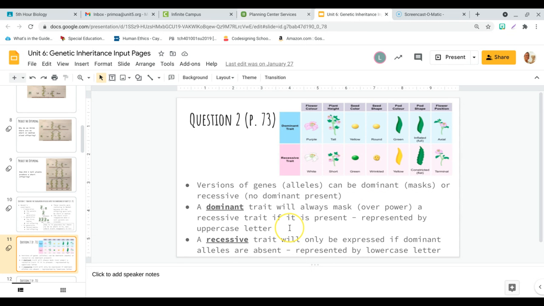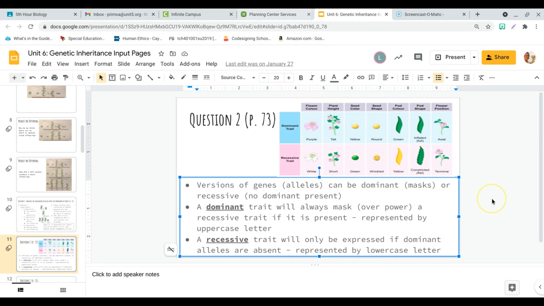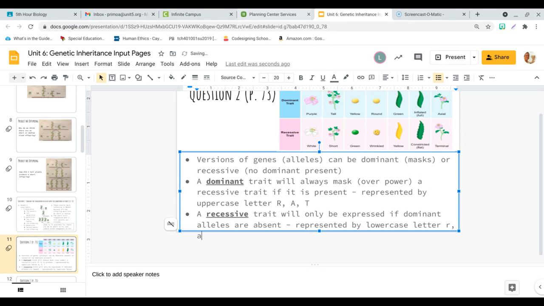So we normally represent dominant traits with uppercase letters. That would be like capital R, capital A, capital T. I just did not mean to spell rat, but we'll go with it. And recessive traits are usually represented by lowercase letters. Lowercase r, lowercase a, lowercase t.